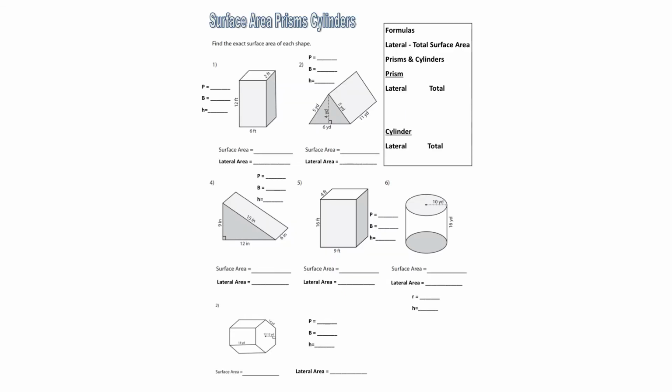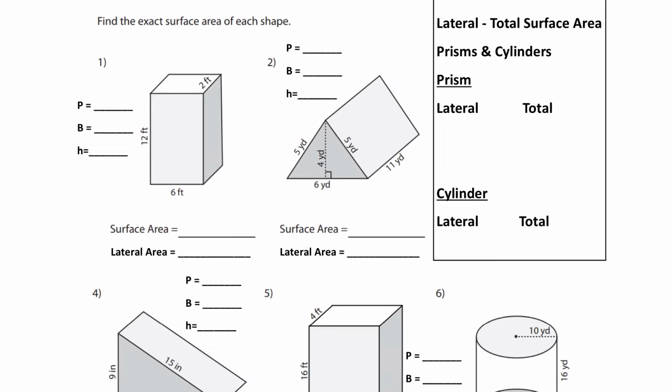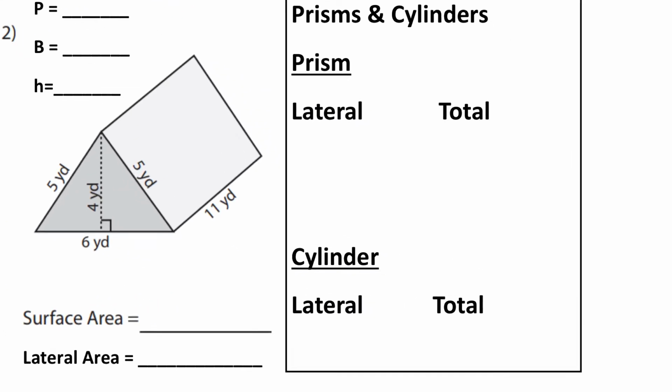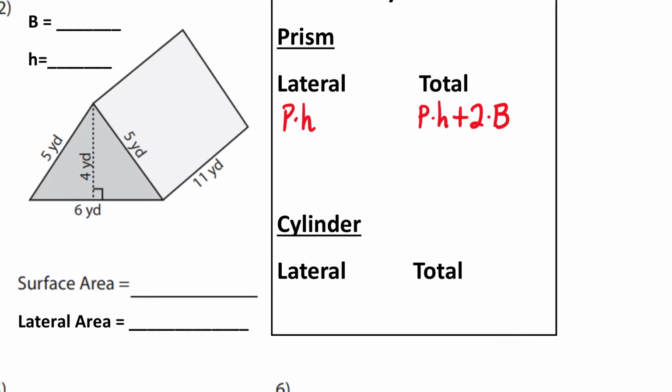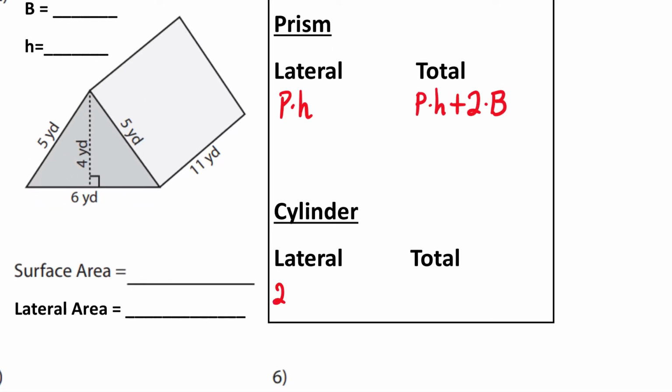Okay, so let's go ahead and flip back over to the front side here now. And let's just rewrite these formulas real quick. So on a prism, it's P times H. On total, it's P times H plus 2 times B. And then for a cylinder, the lateral is 2 pi RH. Total is 2 pi RH plus 2 pi R squared.